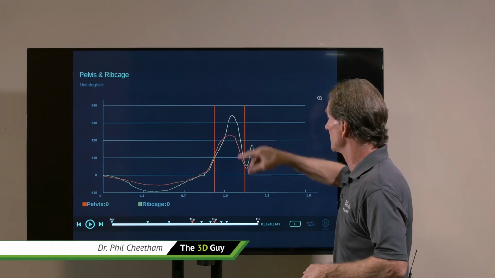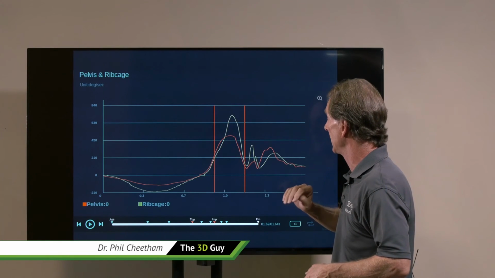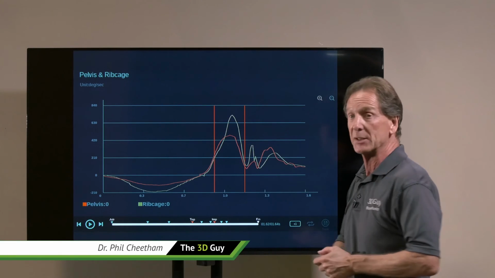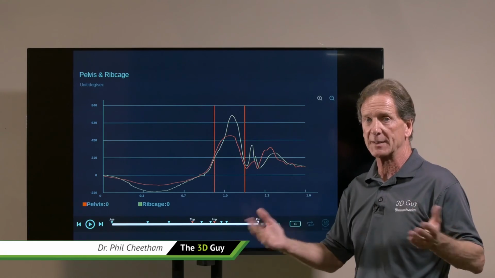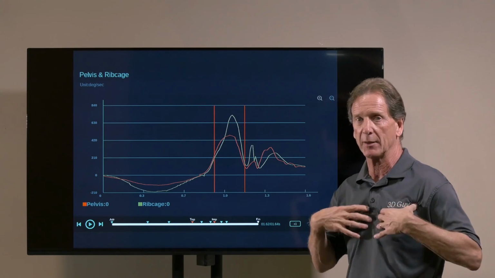So again, we see sequential. We want to see an increase in speed, and then they decelerate into impact. So that's the kinematic sequence for the pelvis and the rib cage.